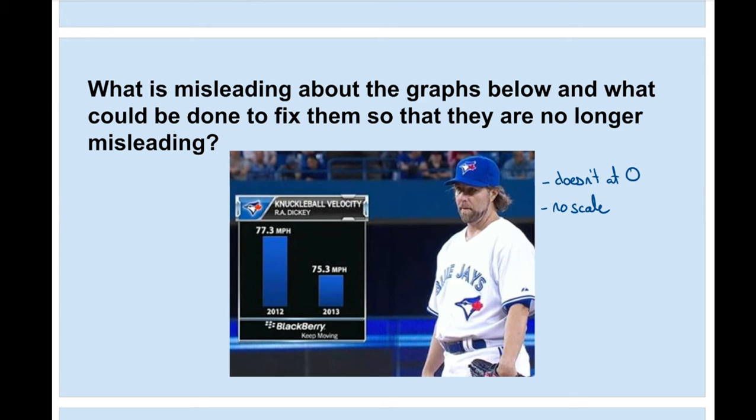Right? If there's no scale, it's hard to tell what we're actually looking at. So again, the scale might be very, very small, or we're increasing by small amounts, which makes a small drop appear to be large. So again, we need to be careful with stuff like that.